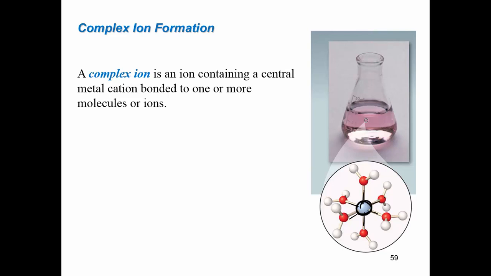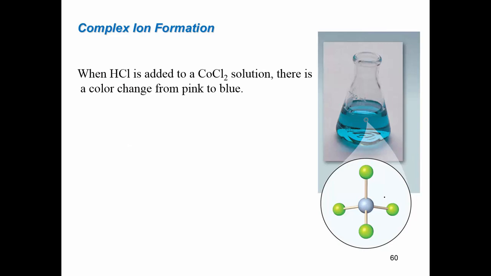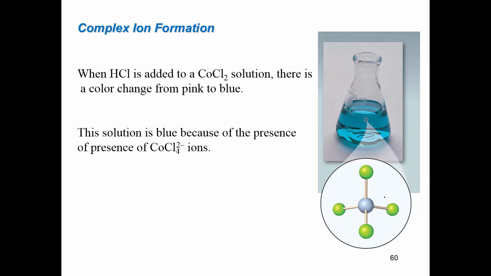Cobalt chloride is pink because of the presence of a hydrated or complex cobalt ion. When hydrochloric acid is added, there's a change from pink to blue. And that's because the blue is the cobalt chloride. The chlorine has removed the hydrogen from the cobalt.